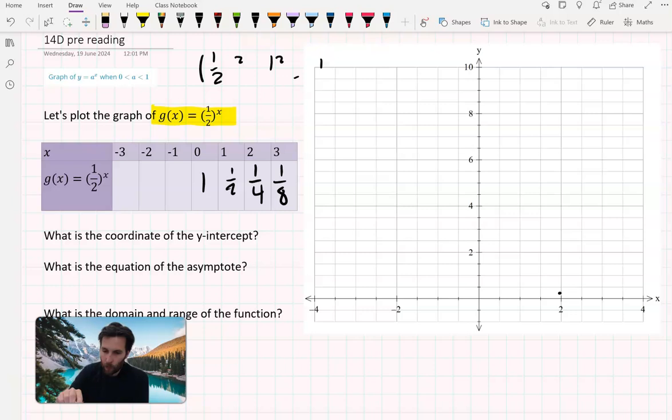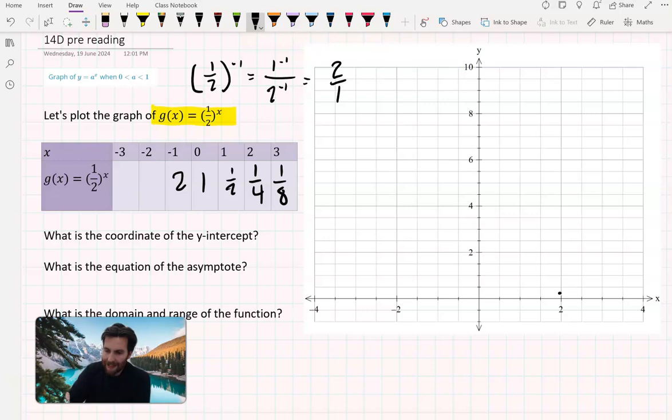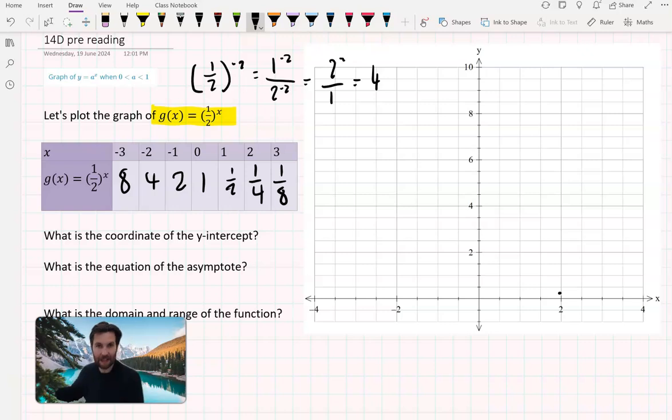And what we find is if we look at the values on the left-hand side of the table, so let's say 1 over 2 to the power negative 1. Again, I'll use my index laws. So 1 to the power negative 1 over 2 to the power negative 1. That'll give us 2 over 1, which is just 2. Similarly, if I raise that to the power negative 2, we'd get 1 to the power negative 2 over 2 to the power negative 2, which would be 2 squared over 1, which is 4. If we did it again, we'd get 8. If we did it again for negative 4, we'd get 16, and so on.